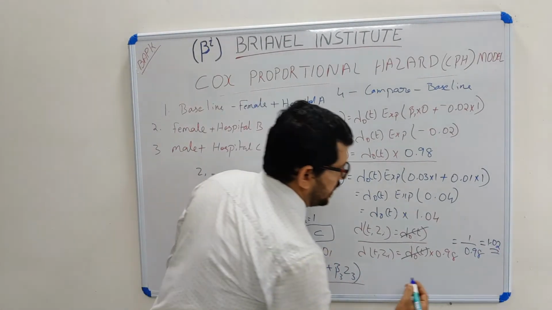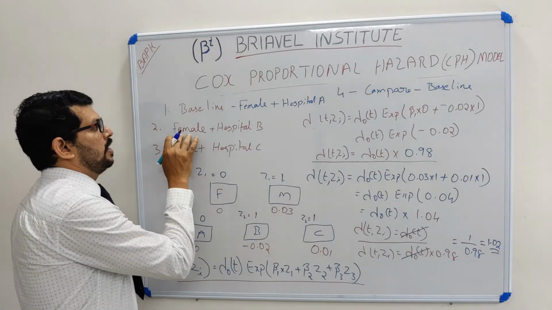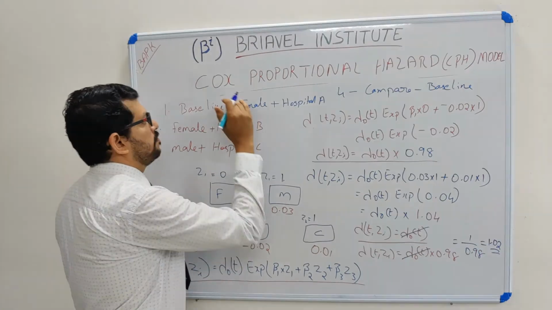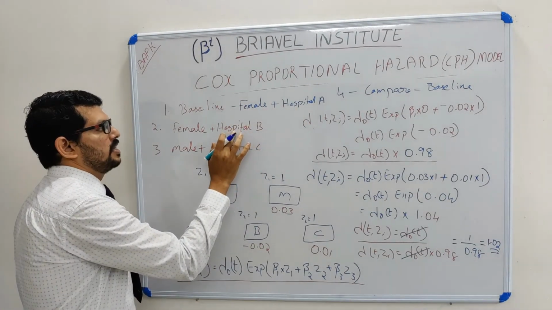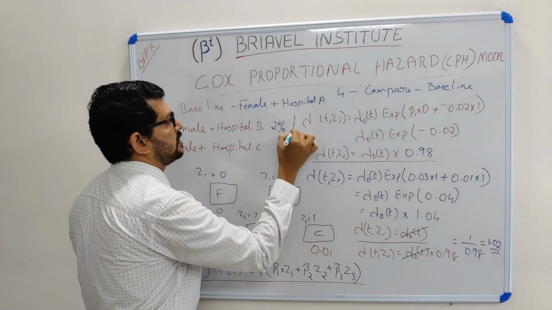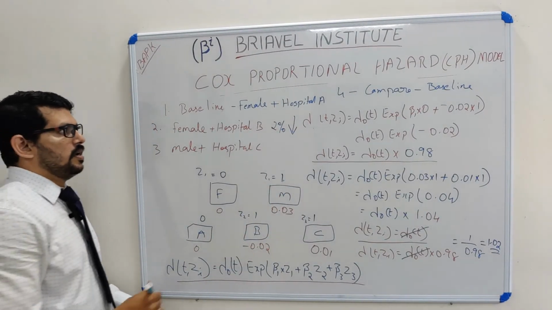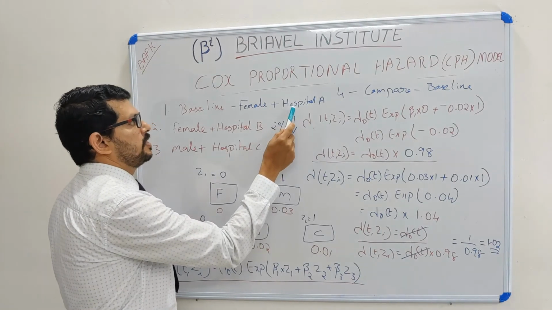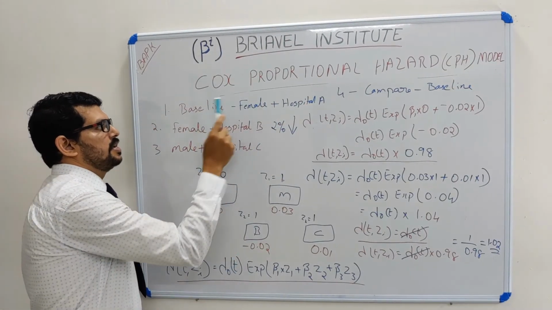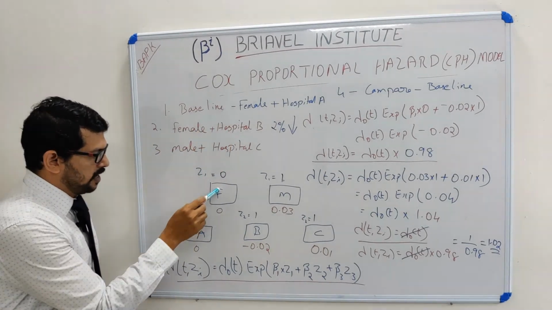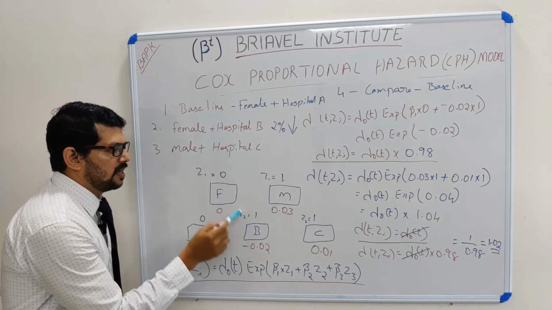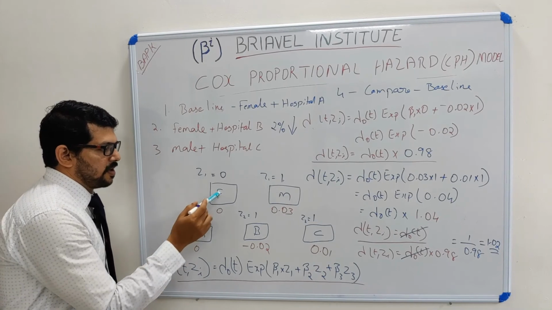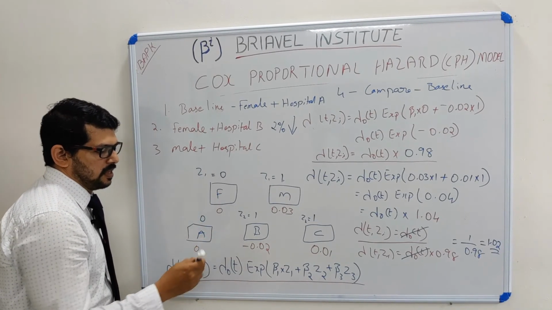Approximately 1.02, so 2%. So we can say female in hospital B, compared with the baseline female in hospital A, has 2% less risk. Compared with the baseline hazard, the baseline female in hospital A will be 2% higher than the female in hospital B. So for a female going to hospital B, the hazard rate, the risk, is 2% less compared with the female in hospital A.